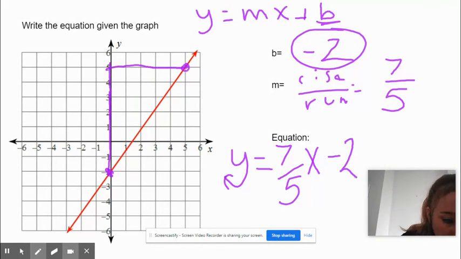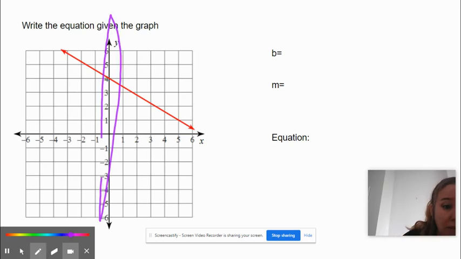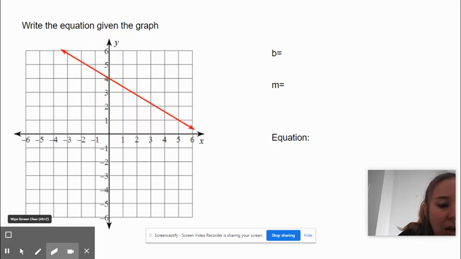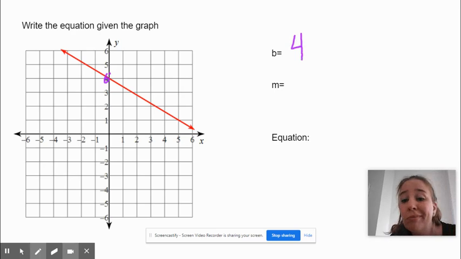Let's try another one. All right, so again, y equals mx plus b. Let's check out our y-intercept represented by b. Where does this thing cross the y-axis? This is my y-axis. Ooh, that's terrible, but that's my y-axis. Where does it cross over that? Right here at 4. Okay, so my y-intercept is 4. Cool. Now my slope, on the other hand, I need to go find another dot that falls perfectly on the grid. So I search and I find it right there.